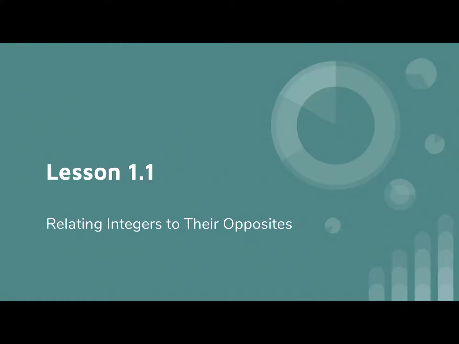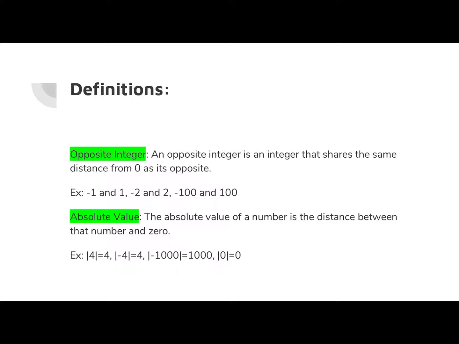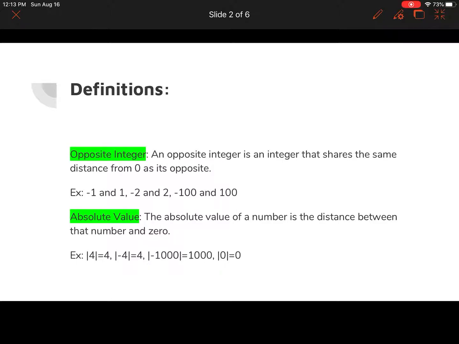Today we are going to be going over lesson 1.1, relating integers to their opposites. So let's start off today with some definitions. The definition of an opposite integer is an integer that shares the same distance from 0 as its opposite.